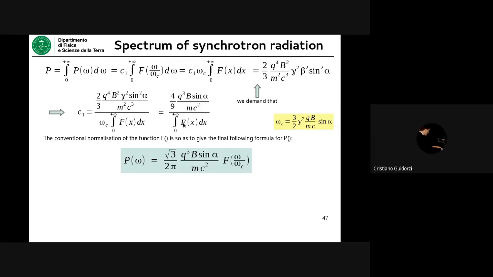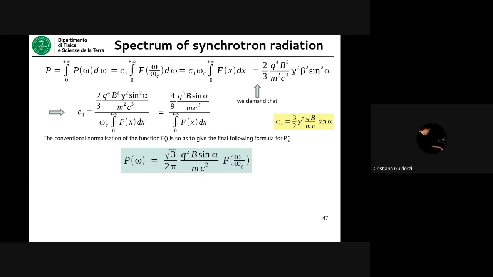This is a function of a dimensionless quantity, and it is defined in such a way that the total power, you have a slight change in the numerical coefficient. Well, that depends merely on the way this capital F function is defined. But apart from that, you see that the dependence on the physical quantities is, of course, the same. So in particular, the dependence on the charge, on the magnetic field, on the pitch angle, and on the rest energy of the particle. So this is the formula that tells you the spectrum of one single electron with a pitch angle emitting synchrotron radiation within the magnetic field.